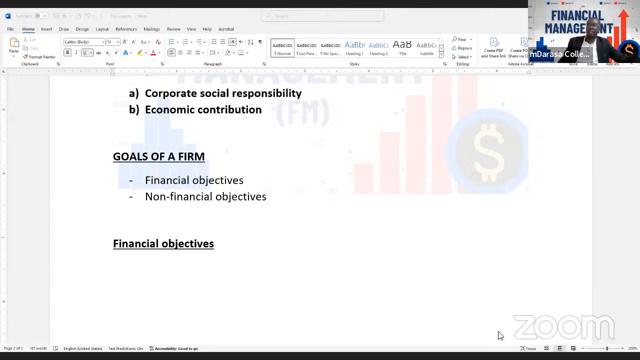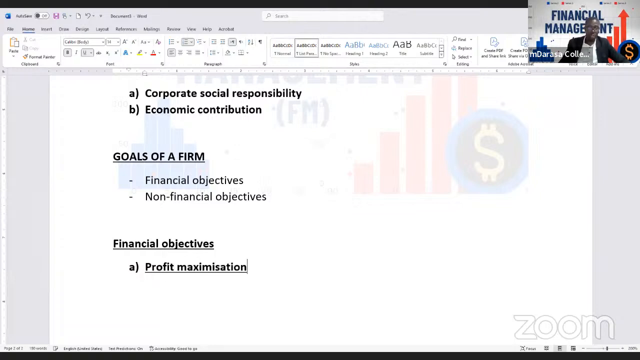Profit maximization. That is one of the most important objectives of any firm when you look at the aspect of financial objectives. So we start with the first one here, financial objectives. Number one, we are talking about profit maximization.